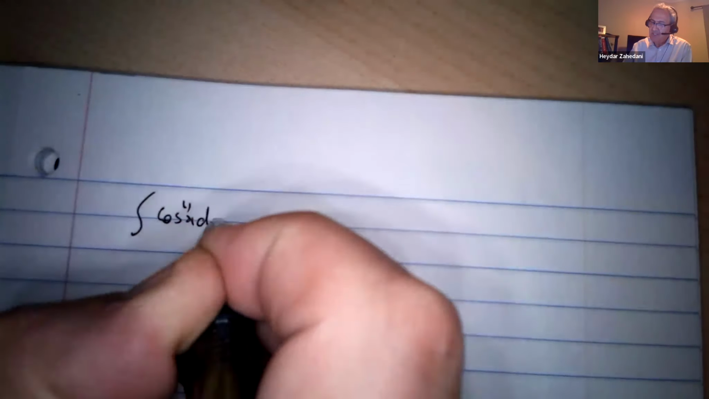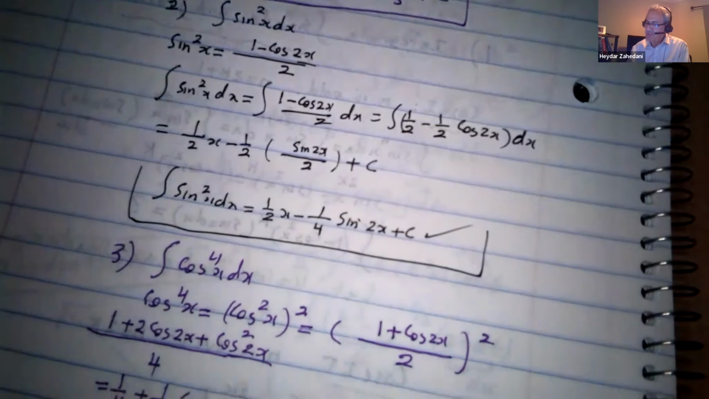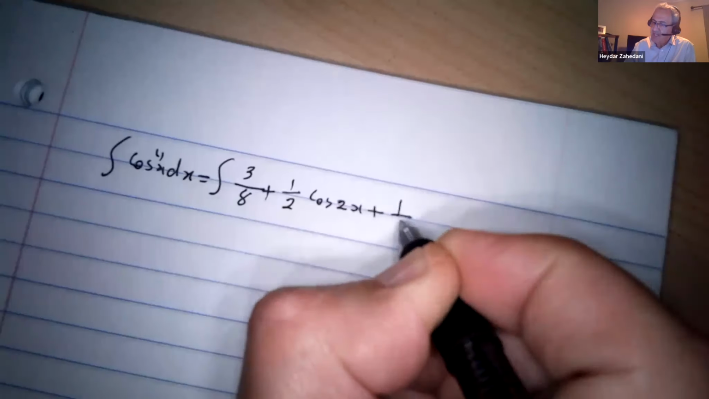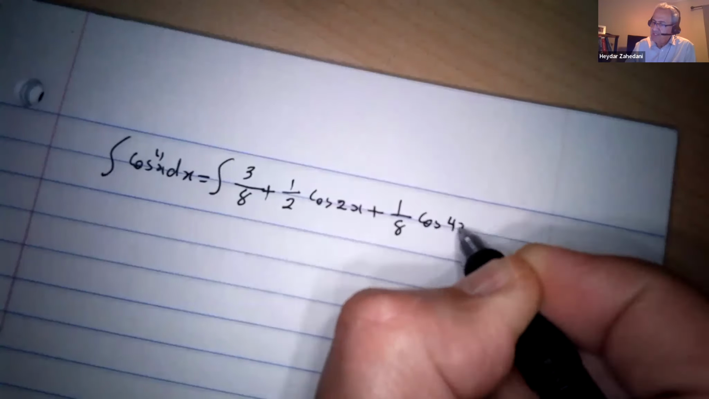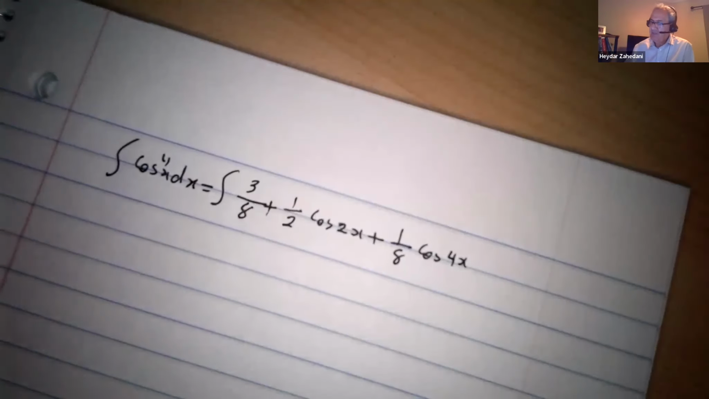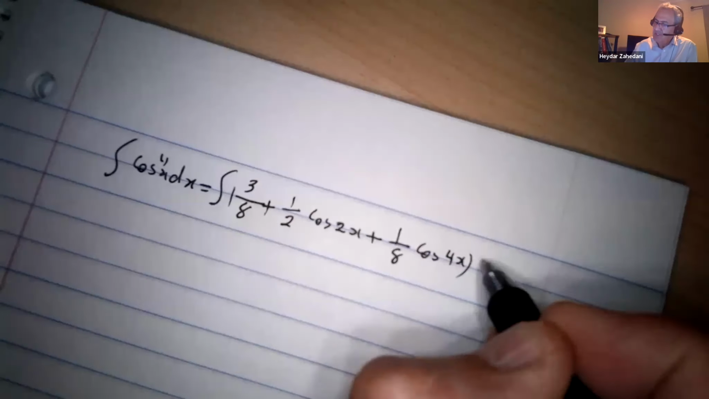So what I did, basically, this is the integral that's given to me. So what I did, I changed it. I changed it to what? I changed it to the 3/8 plus, you see, I simplified it. That's a geometry part. That's a trick part. 3/8, 1/2 of the cosine of the 2x, plus 1/8 cosine of the 4x. You see. So now it is easy to integrate.